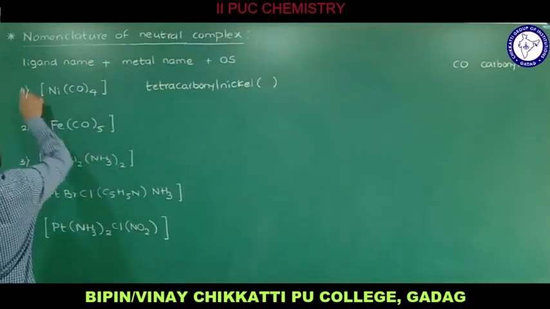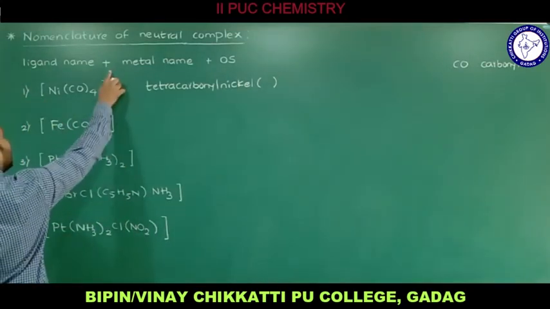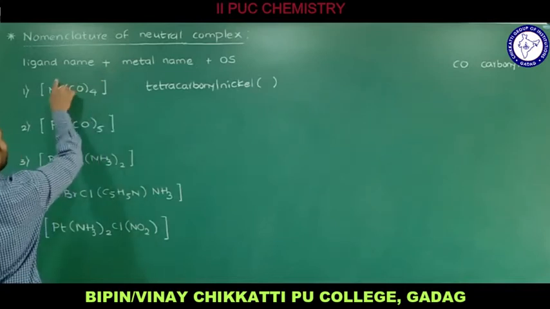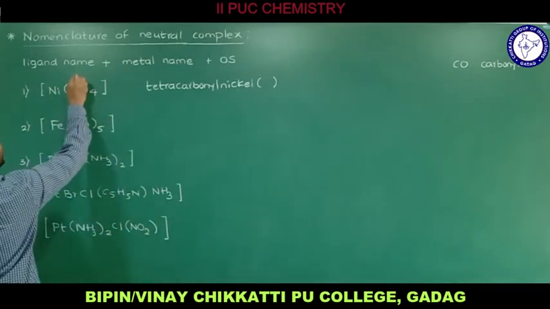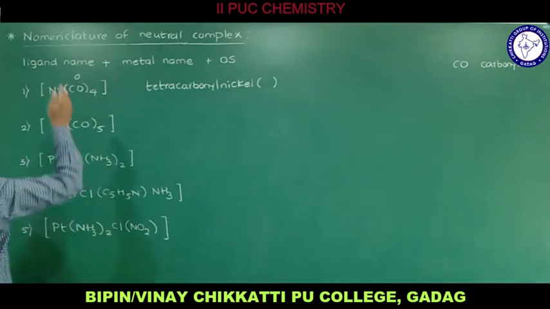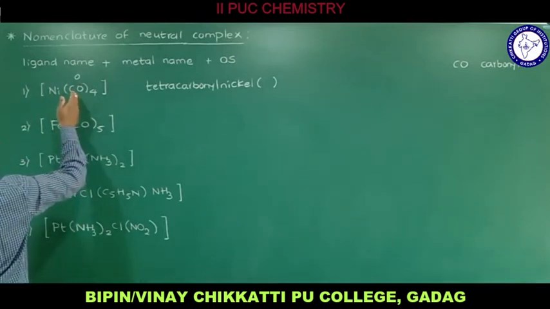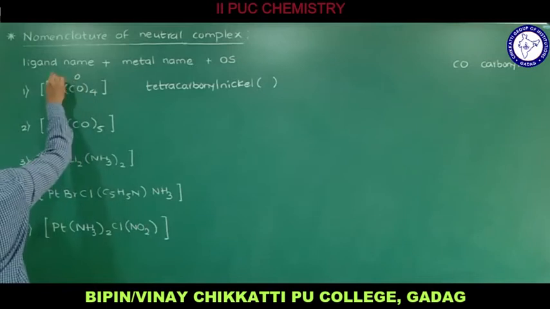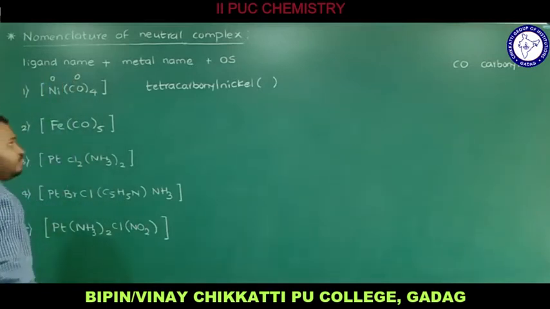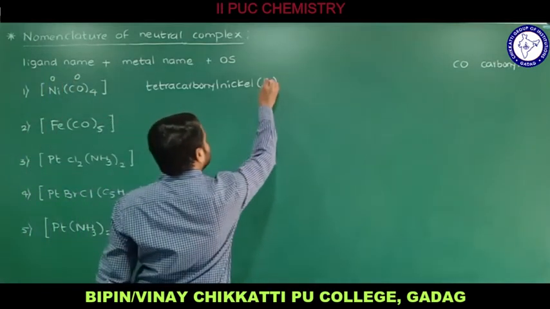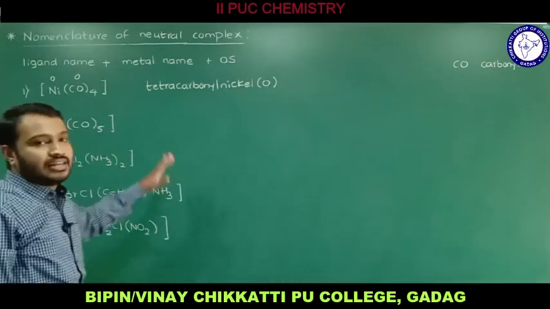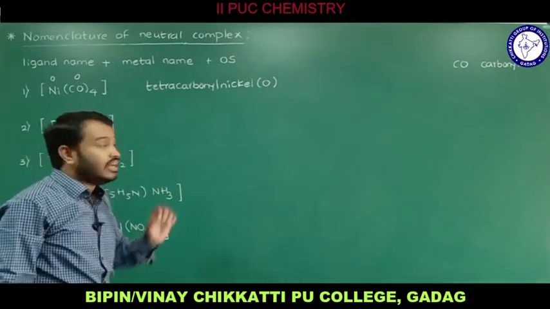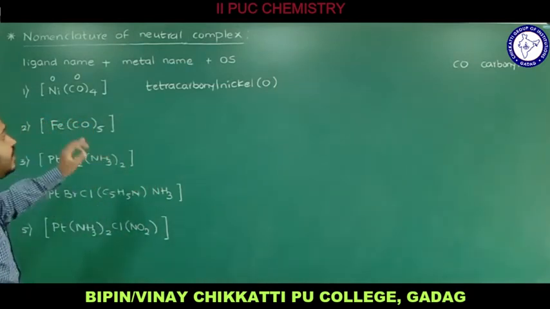As a whole it is a neutral molecule, the charge will be 0, and the sum of oxidation states will be equal to 0. Carbonyl is a neutral ligand, therefore the charge will be 0. We have only one kind of ligand, the charge is 0, then ultimately the charge of nickel will also be 0. The name of this coordination compound will be tetracarbonyl nickel 0. Tetracarbonyl nickel 0 it is.